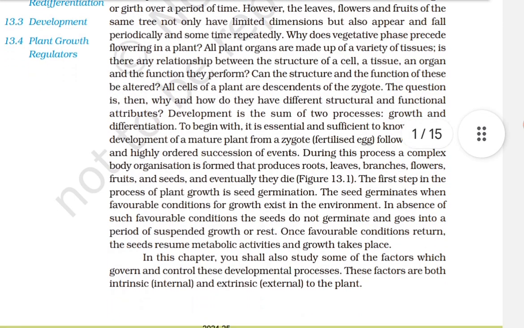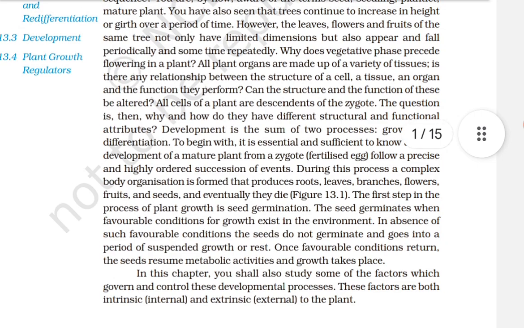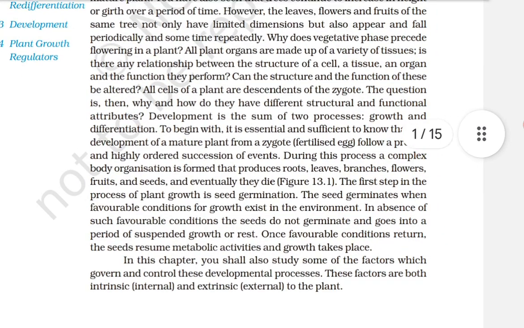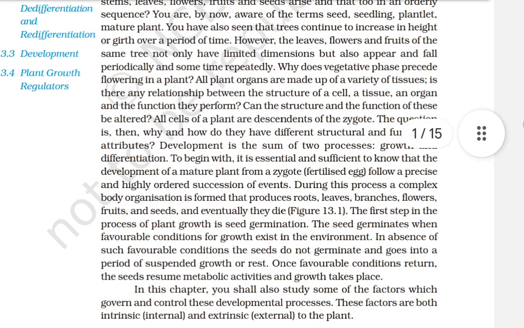You are by now aware of the terms seed, seedling, plant, leaf, mature plant. You have also seen that trees continue to increase in height or girth over a period of time. However, the leaves, flowers and fruits of the same tree not only have limited dimensions but also appear and fall periodically and sometimes repeatedly. Why does the vegetative phase precede flowering in a plant?